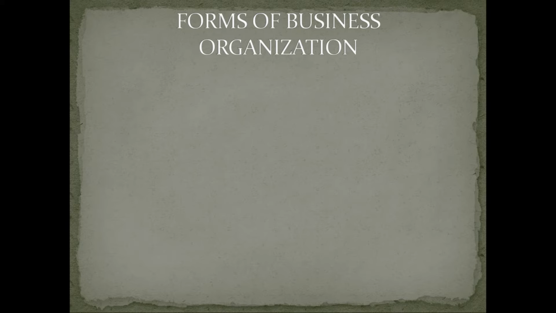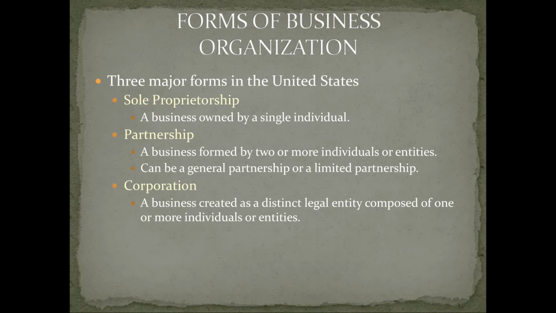So, moving forward, we are now going to discuss the different forms of business organizations. So first of all, there are 3 major forms in the United States. There are sole proprietorships, partnerships, and corporations. So we'll first discuss the definition of these 3 major forms, and then we'll talk about the advantages and the disadvantages of each before we really dive into a focus for the rest of the semester on corporations. So the first is a sole proprietorship. A sole proprietorship is a business that is owned by a single individual.